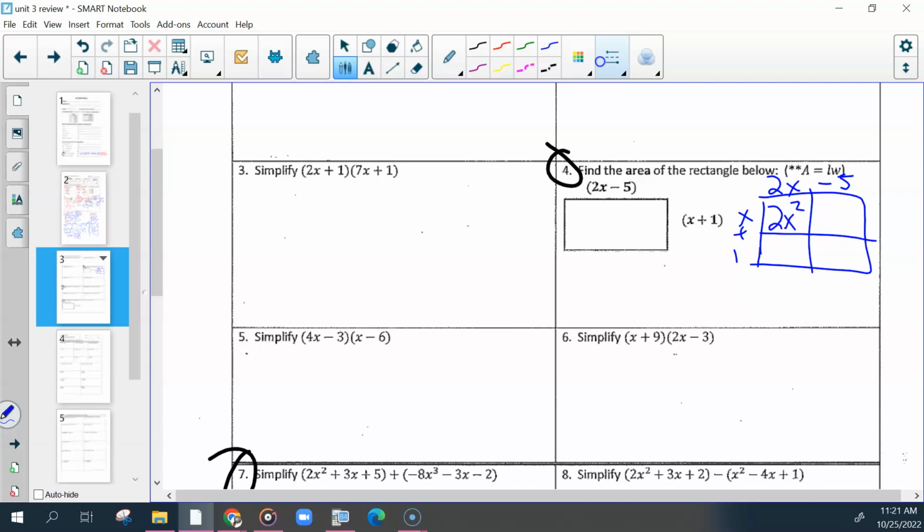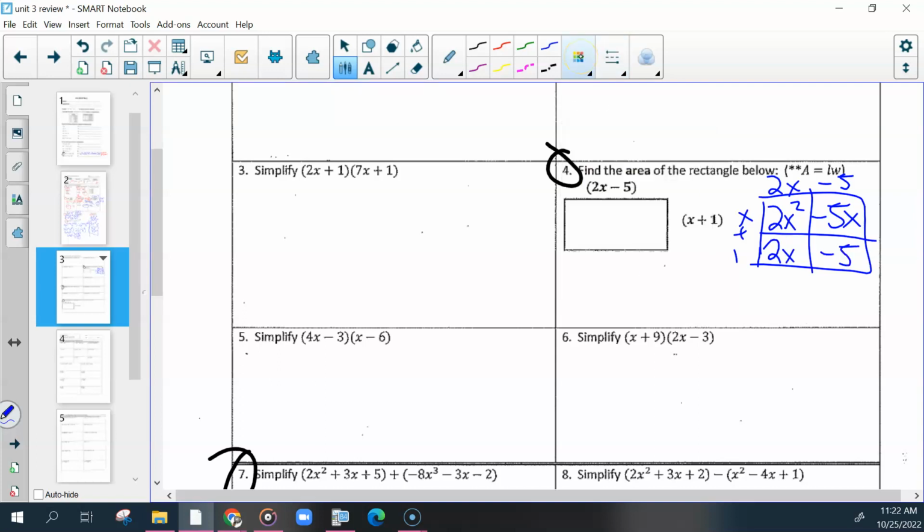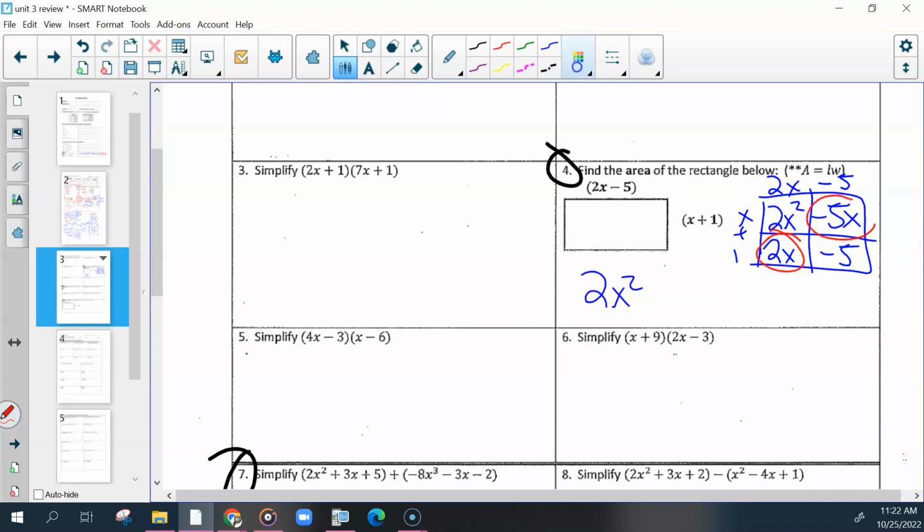X times negative 5 would just be negative 5x. 2x times 1 would just be 2x. Negative 5 times 1 would just be negative 5. Highest exponent first, the positive 2x squared. Find your like terms, combine them. How many x's will we have? Negative 3. And then our constant would stay the same.